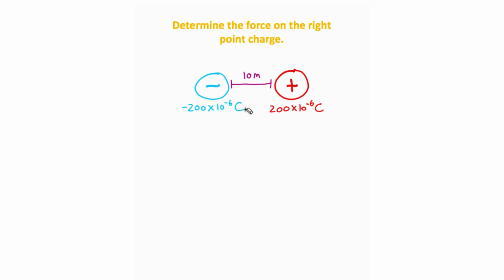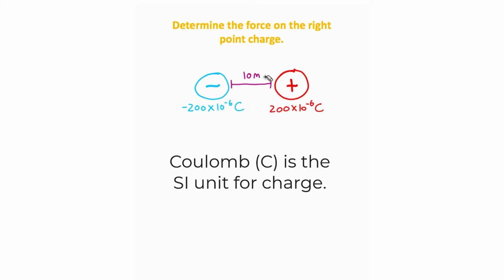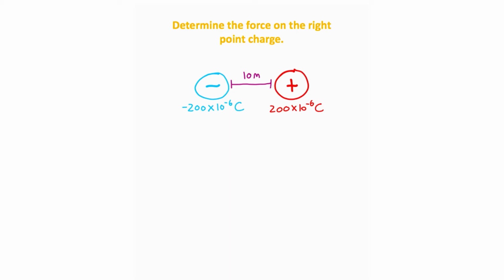So we have a 200 times 10 to the negative 6 Coulomb charge on each of these point charges. There's also a 10-meter distance between these two. Now, when it comes to Coulomb's law, we actually don't care about the signs on each of the two charges. We only care about the direction. Any vector that travels to the left, we generally denote as being the negative direction, and to the right, we typically have that be the positive direction.